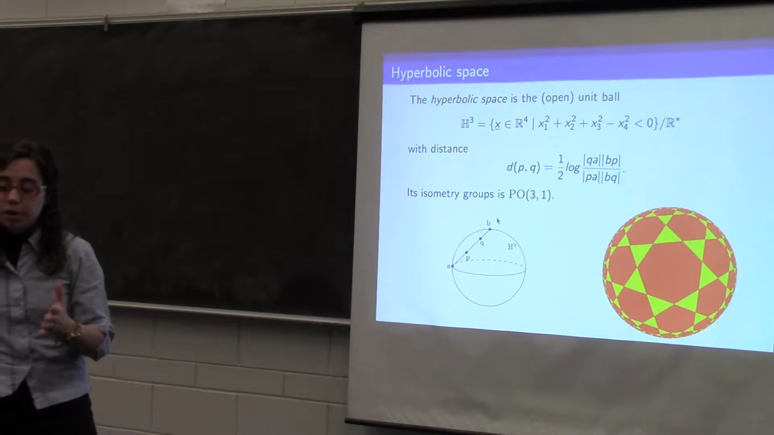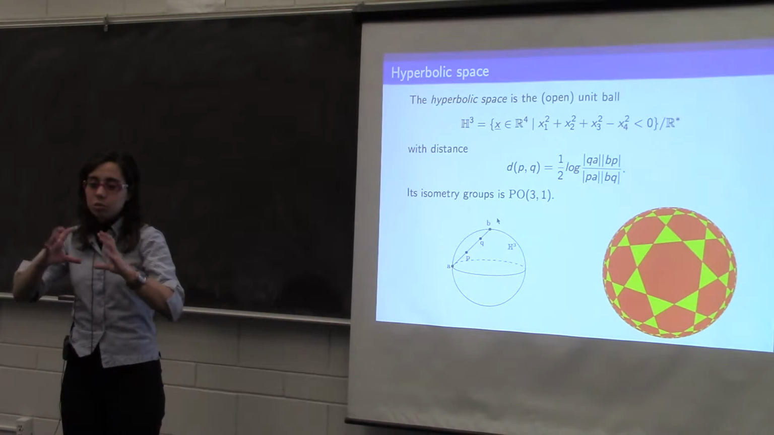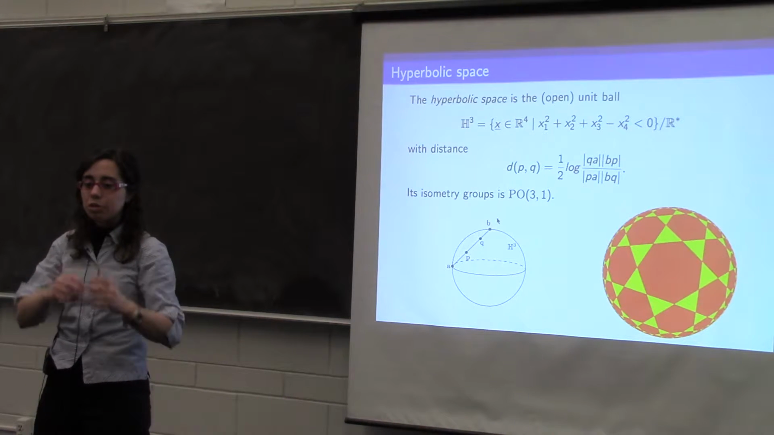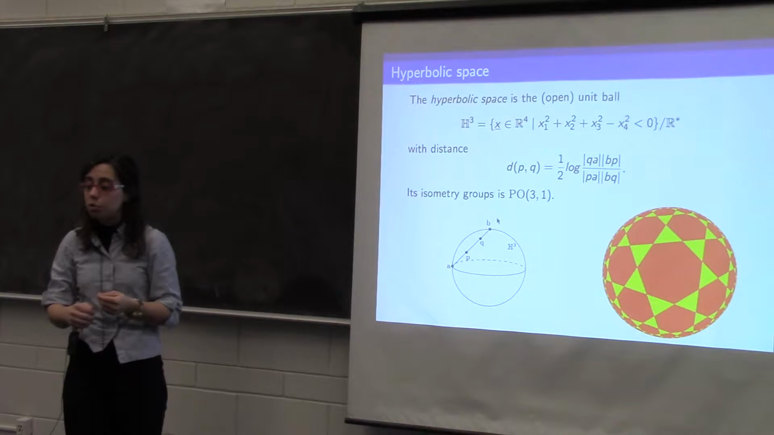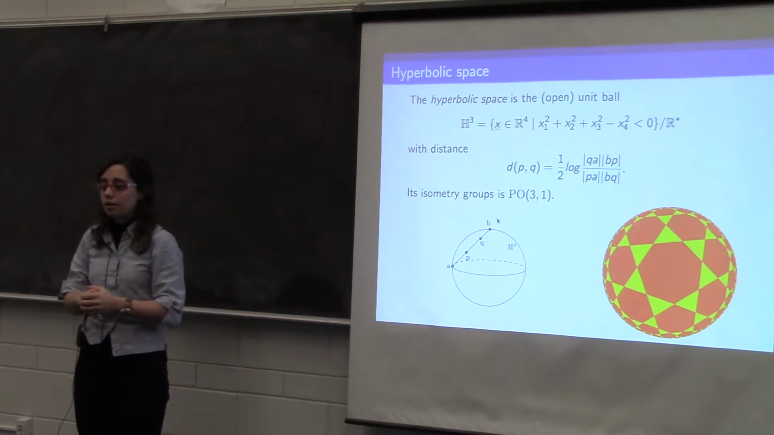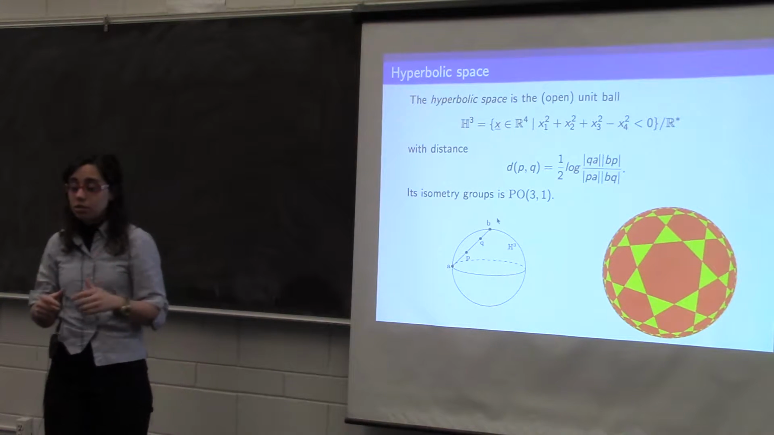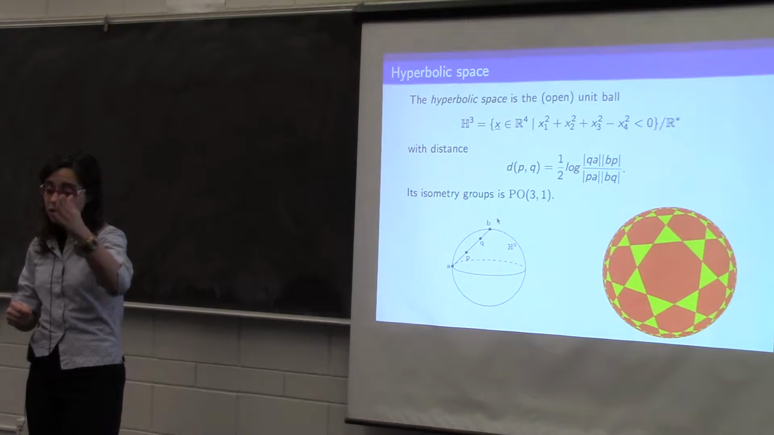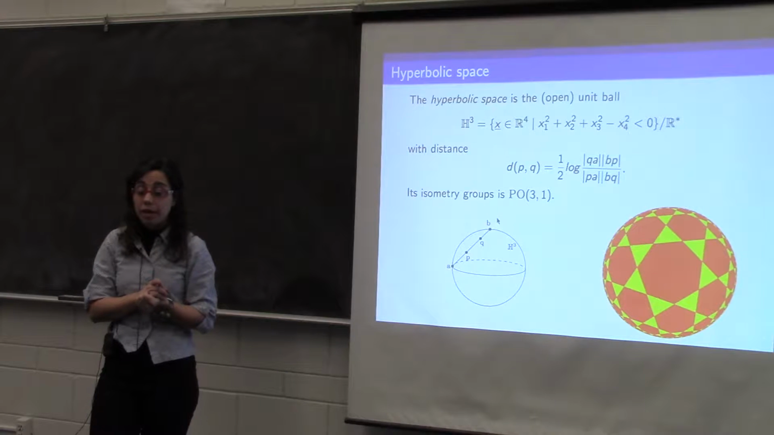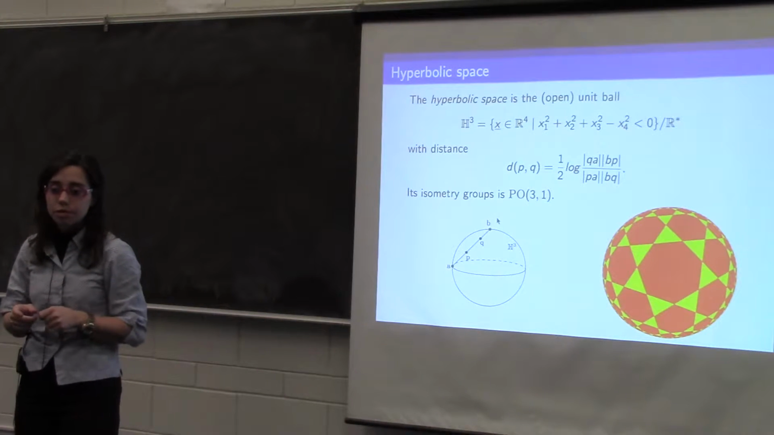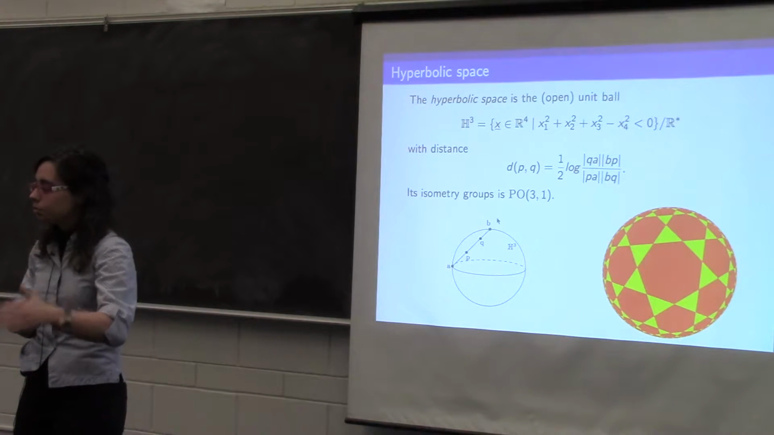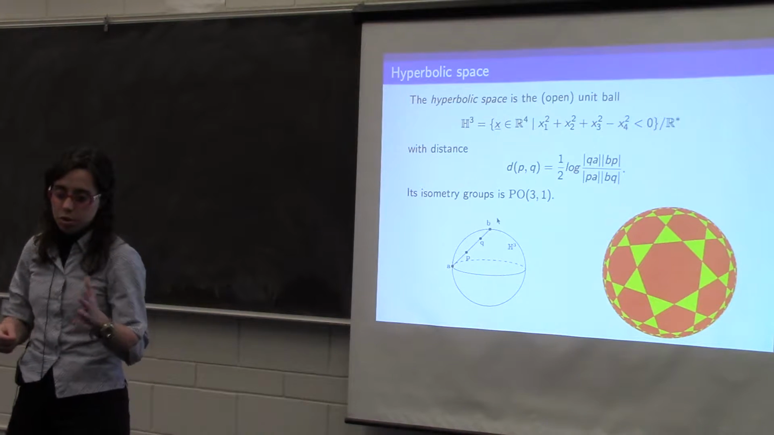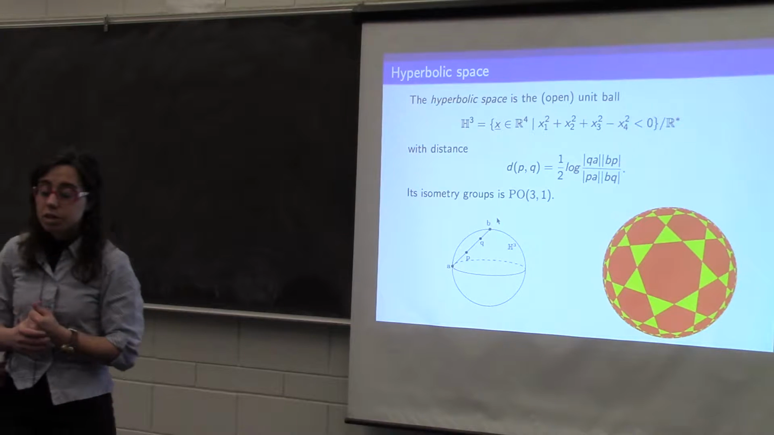Okay, so hyperbolic space. We can consider the ball. We consider R4, and we put the inner product with signature (3,1), and then we consider negative vectors, and then we divide up to scaling. Okay, so this is the hyperbolic space here.